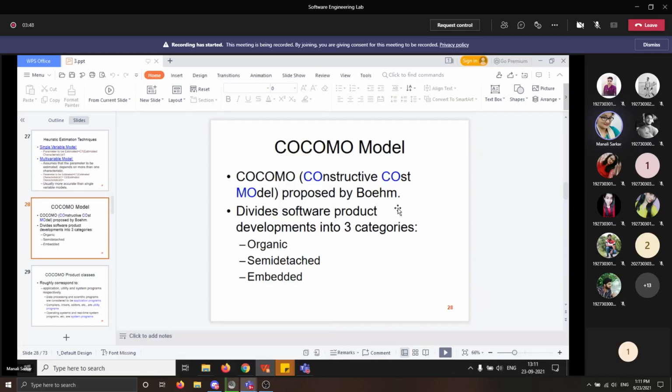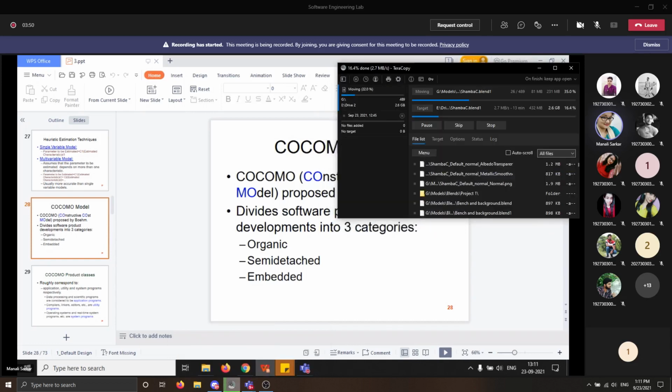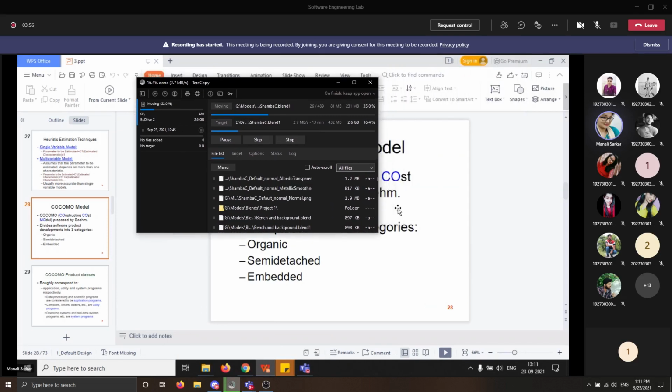Okay, fine. So today's topic is the COCOMO model. COCOMO means Constructive Cost Estimation Model, okay? And it is basically a heuristic estimation technique. COCOMO, or Constructive Cost Estimation Model, was proposed by Boehm in 1981.